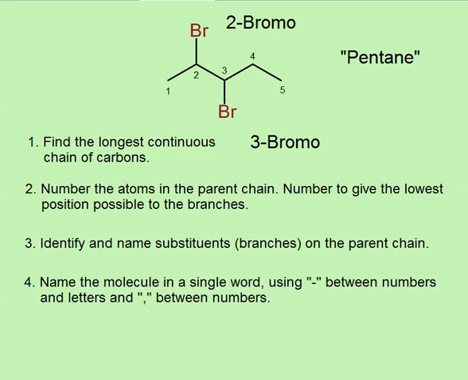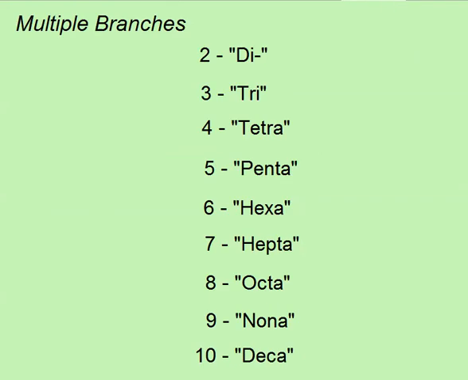So putting the whole thing together, it becomes 2, 3, because we separate numbers by a comma, then a dash to separate the number and the letter, 2, 3, dibromo, the di, to tell us that there are 2 of the same kind of branches on the molecule, 2,3-dibromopentane.